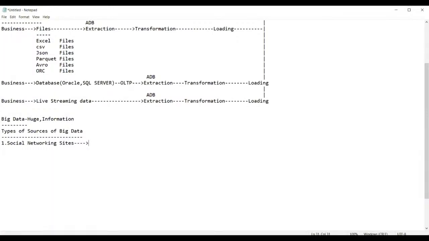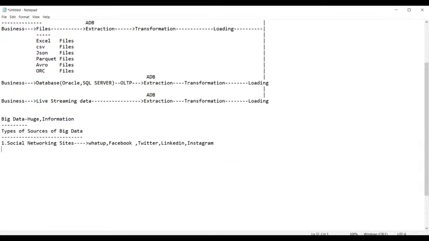So what do you mean by social networking sites, guys? Social networking sites are nothing but WhatsApp, Facebook, Twitter, then you also have LinkedIn, and afterwards Instagram. All these are called social networking sites. The social networking sites are basically referred to as a major source of getting big data.